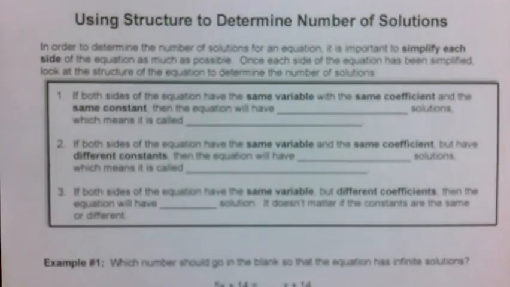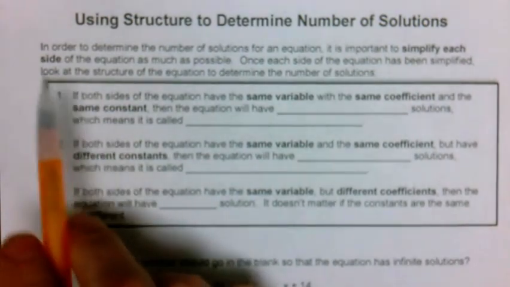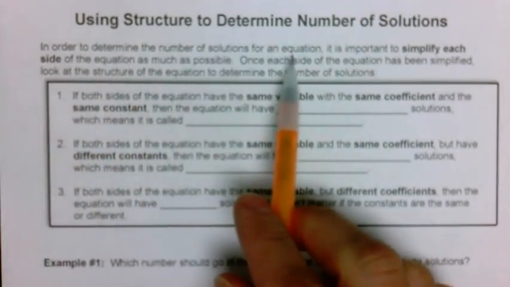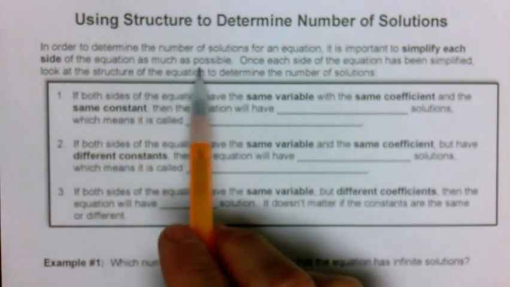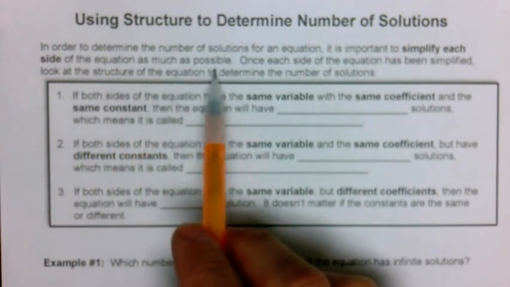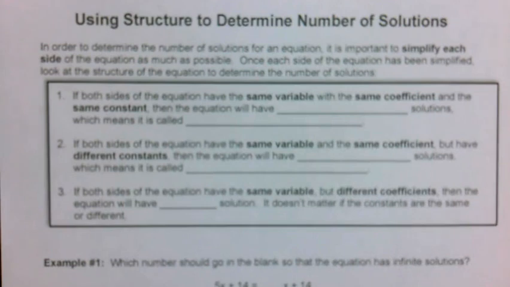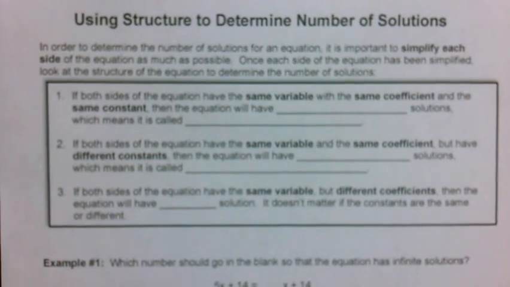In this video, we're going to be using structure of equations to determine the number of solutions that an equation has. In order to determine the number of solutions for an equation, it's important to simplify each side of the equation as much as possible. This might require you to combine similar terms on one or both sides, to use the distributive property on one or both sides, or to distribute and then combine similar terms on one or both sides.